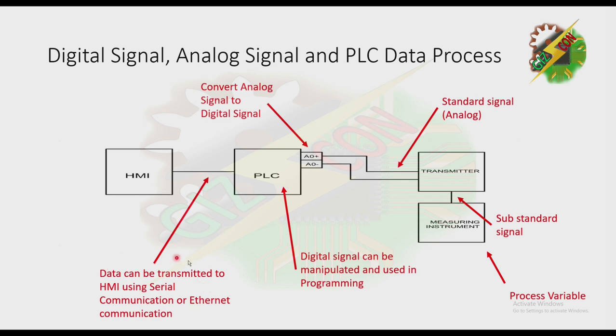Then the data can now be transmitted to the HMI using serial communication or Ethernet communication. And here, the user can read the process variable even if the instrument is field mounted. Let's say that we're measuring a boiler and the temperature is approximately 120 degrees Celsius, which is hazardous. Because of this system, the user can read the temperature even if he is not in the field.